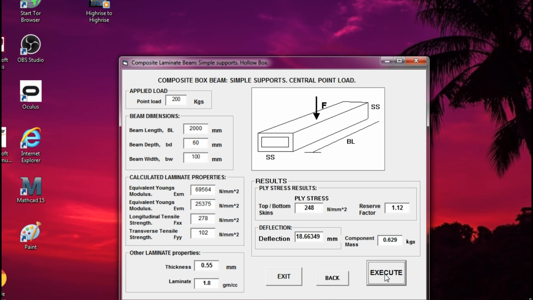Press the execute button, go to the results box. CSAMs has calculated the stress at the outer ply is 248 newtons per millimetre squared. The structural strength reserve factor is calculated at 1.12. Because this value is greater than the numerical value of 1, it indicates that this box beam of the dimensions tried and of the composite properties tried, that the carbon fibre composite beam has sufficient structural integrity to withstand an imposed load of 200 kilograms.